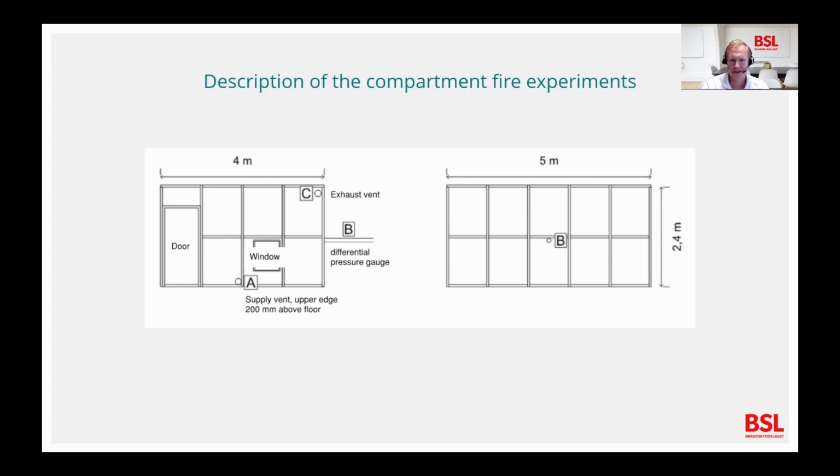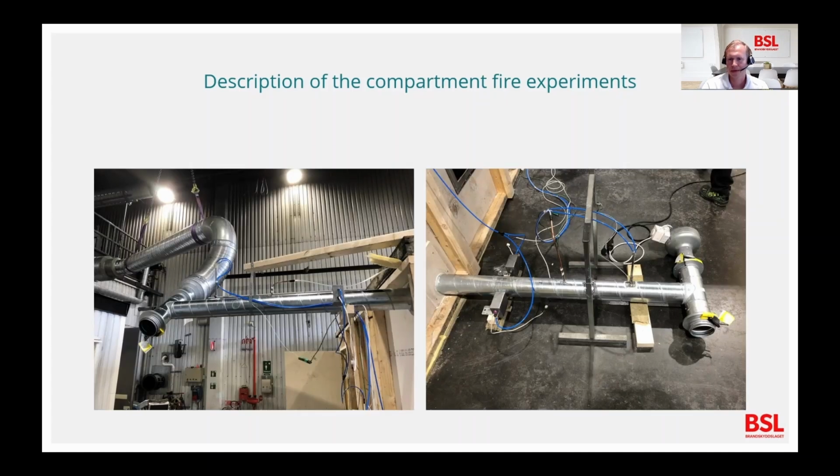During the tests, they did different measurements of temperature, pressure, volume flow, O2, CO, and CO2, both in the room and in the ducts. Before each test, they did leakage tests. Here we see the exhaust duct to the left and the supply duct to the right. As you can see, quite a simple system.